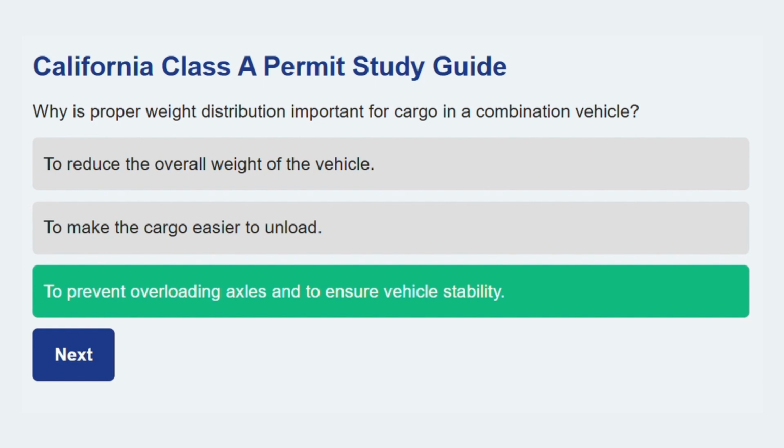And that wraps up this study session for your California Class A permit test. Keep reviewing these important concepts, and you'll be well prepared for your exam.